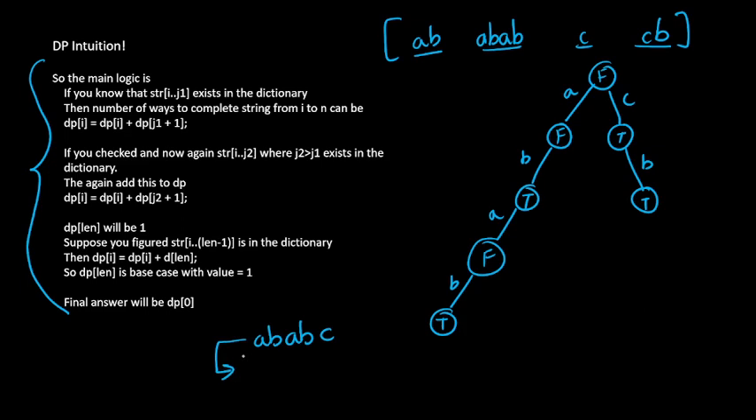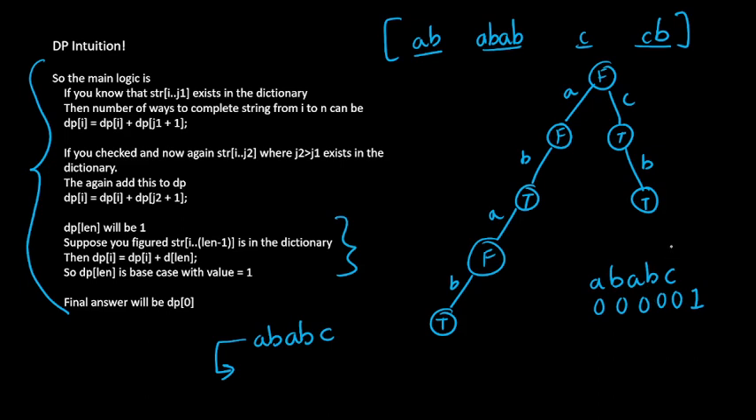Okay, so let's maintain an array. A, B, A, B, C. Let's maintain an array. Initially, everything will be 0. 0, 0, 0, 0, and I'm making a 1 over here, that you'll soon understand why I'm writing, but I've also explained that part over here. So this will be the 1. This is more like a base case.